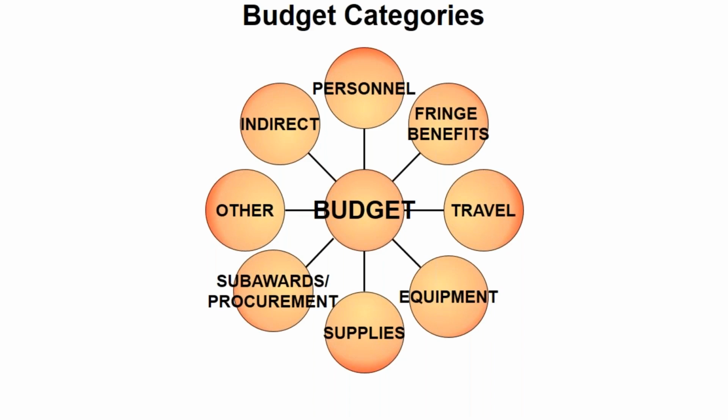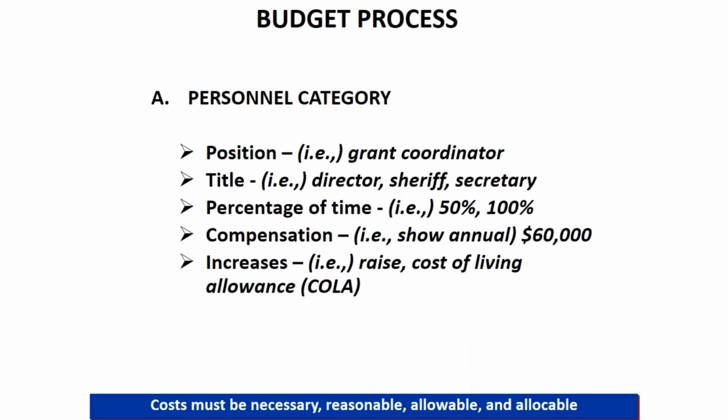So let's jump right into each individual category. The first category we have is the personnel category. When you're completing your budget detail for the personnel category, what we're looking for is the positions or titles that you are hiring for. If you have the name of those individuals, you can list the name as well. If you don't, that's perfectly okay.